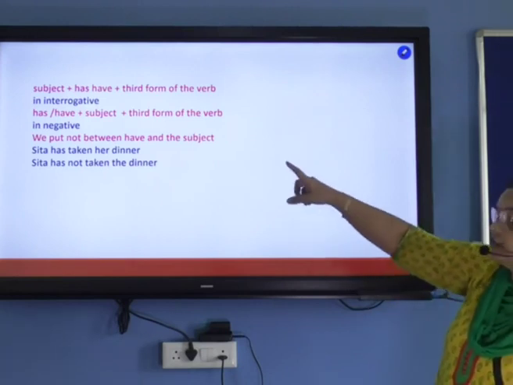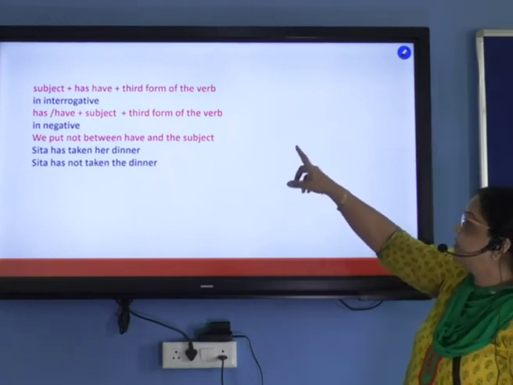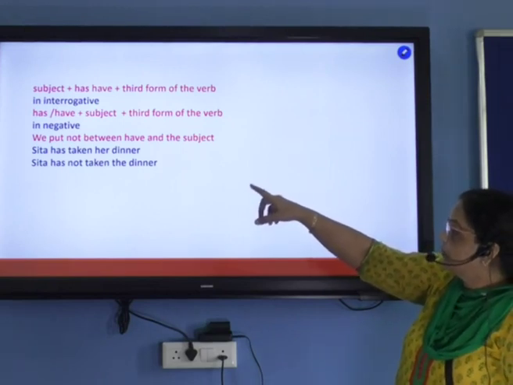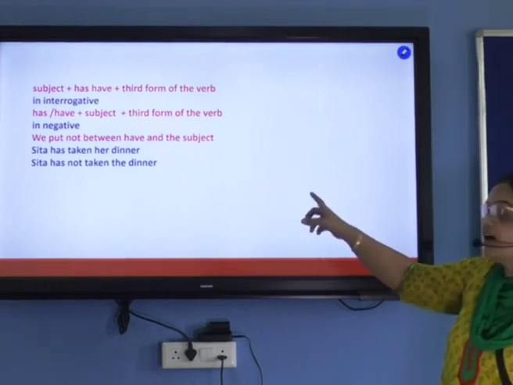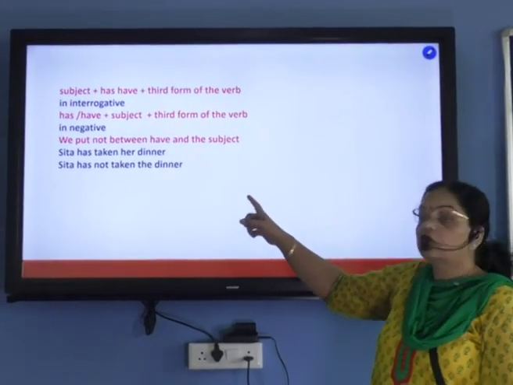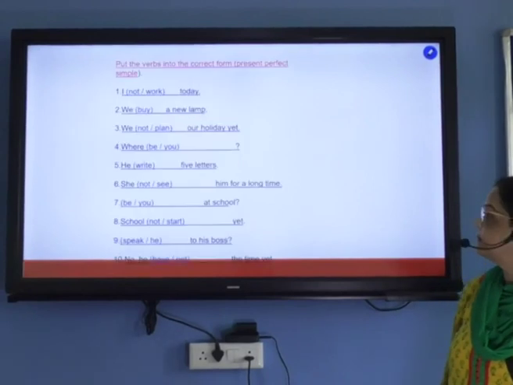Okay. Now you can see the formula again. Subject plus has or have plus third form of the verb. In interrogative and negative, we put not between have and the subject. See the examples. She has taken her dinner. She has not taken the dinner.